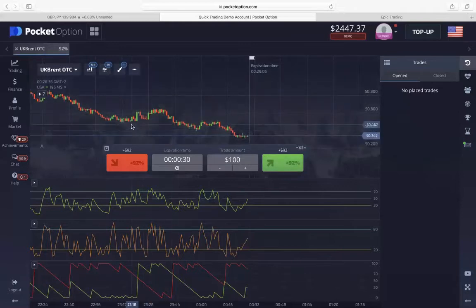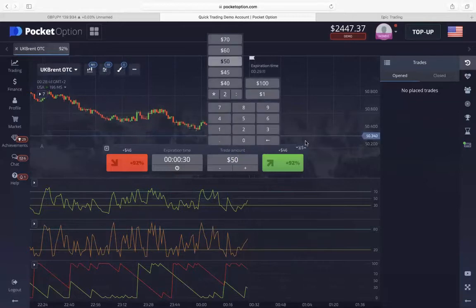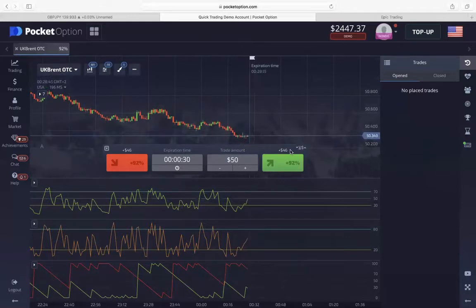That's almost double what I put in. If I was to put in $50, I would get a $46 profit. So 50 plus 46, that's $96 I will come out of the trade with. Wow, I failed math class, but you know, I can count this money.